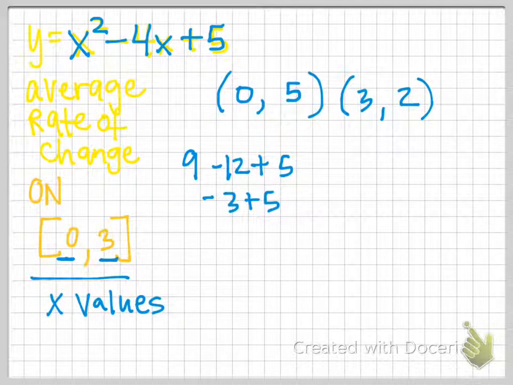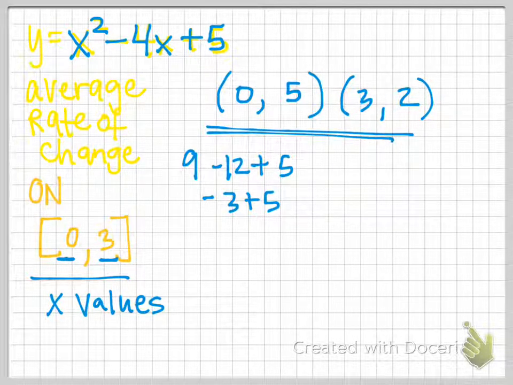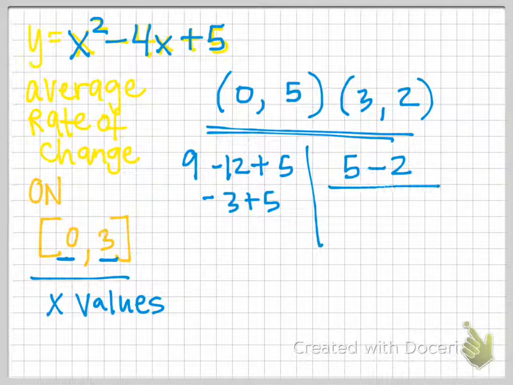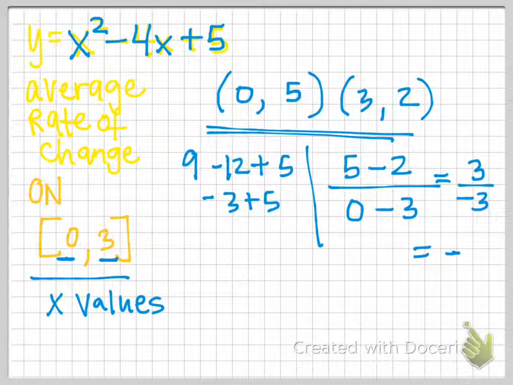Now I have my ordered pairs, and all average rate of change just means do the slope. Okay, I'm going to do the slope right here. 5 subtract 2. Y minus y. You have to remember, y goes on top for slope. 0 minus 3. If I choose 5 minus 2, I have to put 0 minus 3. I have to do it in that order. So my answer is 3 over negative 3, which the slope becomes negative 1.